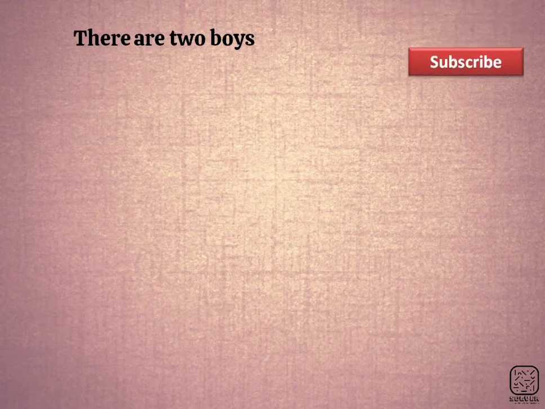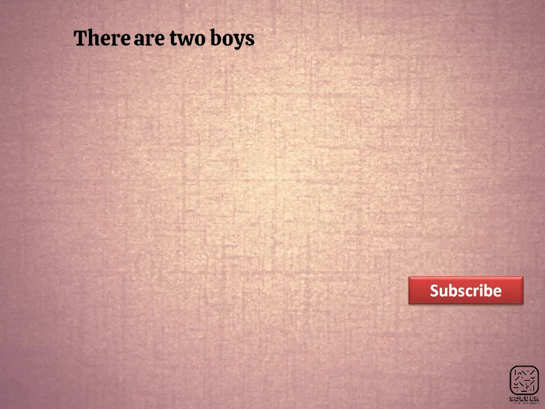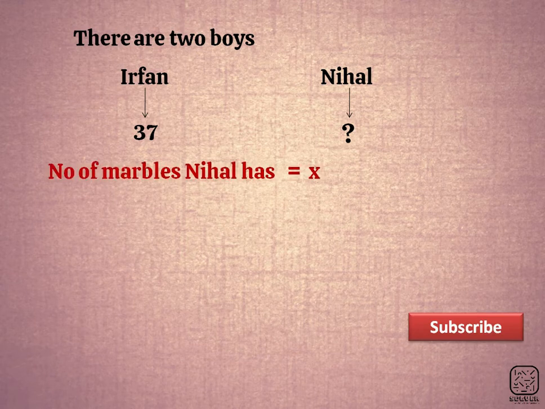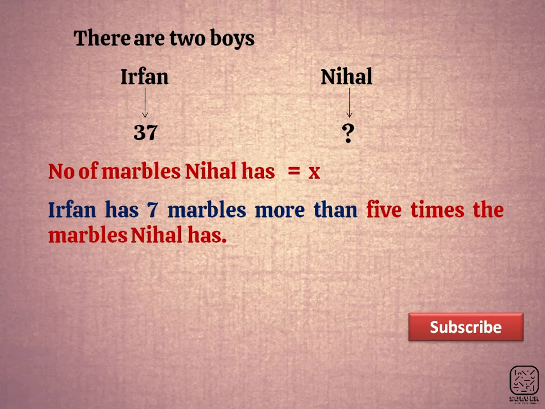What is given in the question? There are two boys, Irfan and Nihal. Now we know Irfan has 37 marbles. Do we know the number of marbles Nihal has? No. We need to find that out. So here the unknown is the number of marbles Nihal has. Let's take it as x. Number of marbles Nihal has is equal to x.